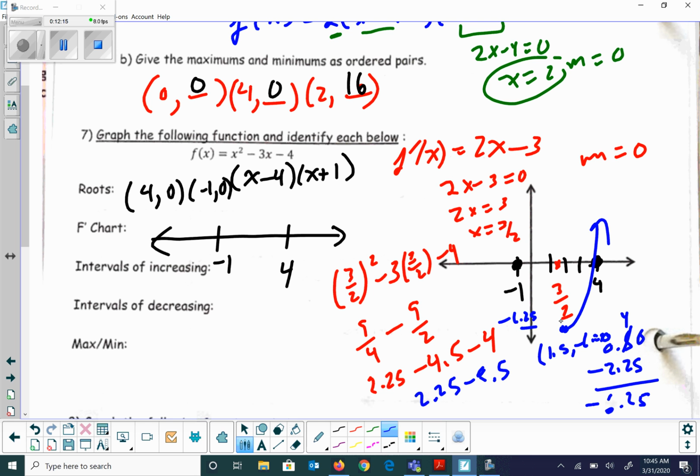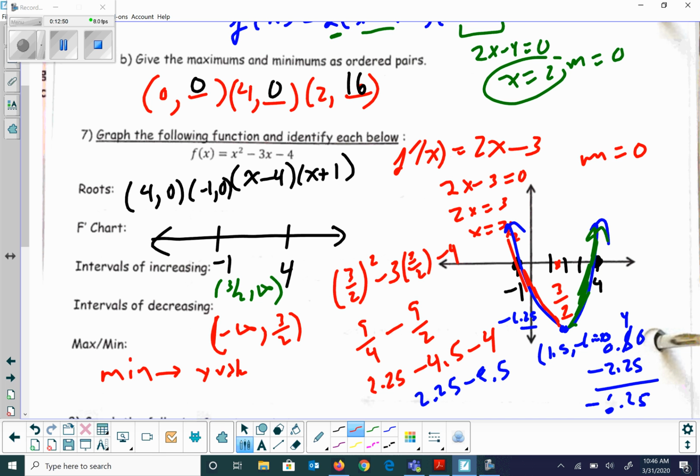So this is what our graph would look like. Intervals where it's increasing, intervals where it's decreasing. Okay, so this is increasing over here, means its slope is positive. So from 3 over 2 to infinity, it's increasing. And then if we want to know where it's decreasing, that's over here. So that's negative infinity to 3 over 2. Max min, well, we have a min, and our minimum value, you look for the y value of your vertex, is going to give you negative 6.25.